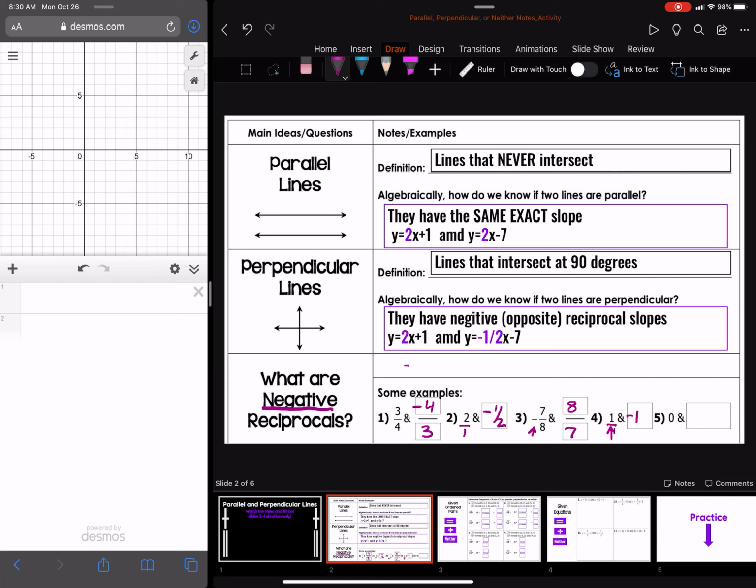And then what's the opposite reciprocal of 0? This is a trick question. What's an opposite of a line that goes like this? A line that goes like that. And what kind of line is that? That is an undefined line. So the opposite reciprocal of 0 is undefined.